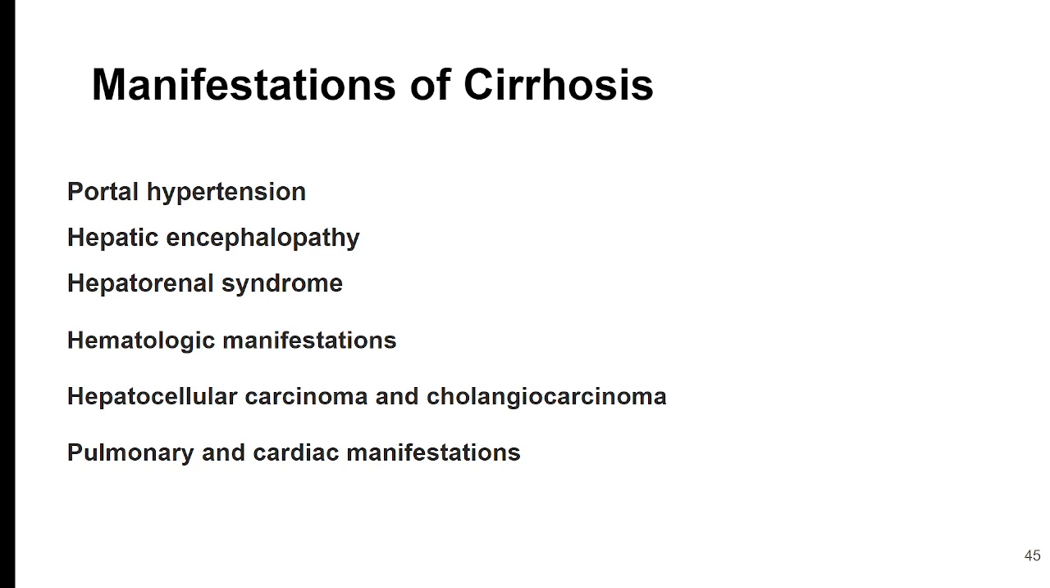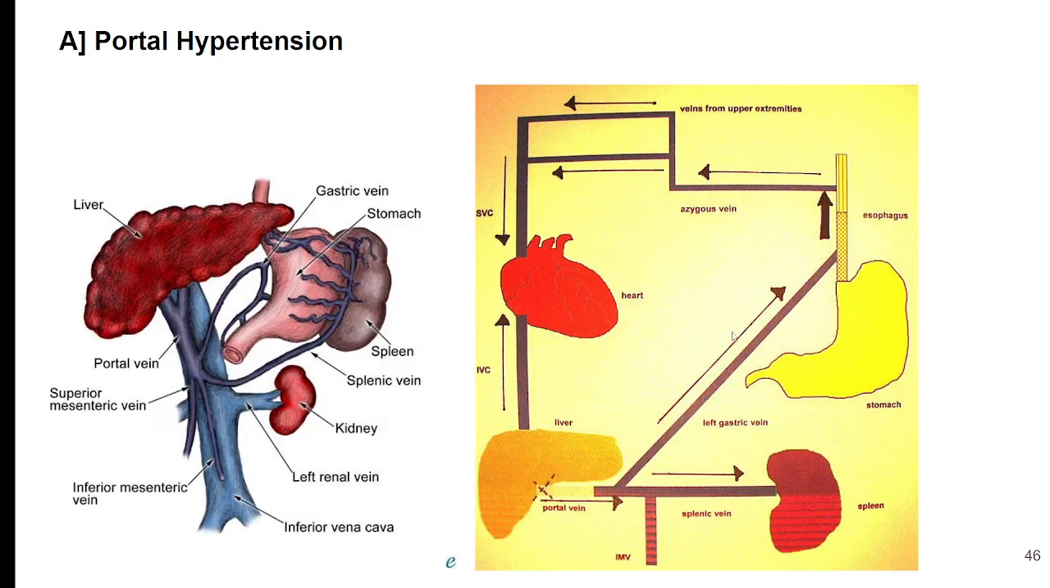Of course, cirrhosis as a whole, it involves any of these. A patient of cirrhosis may present with any one of these or all of these or a few of these complications. So from the clinical management point of view, we will discuss these individually. The first is the portal hypertension. Portal hypertension means the increased pressure in the portal circulation.